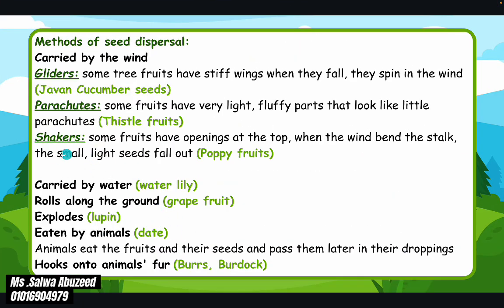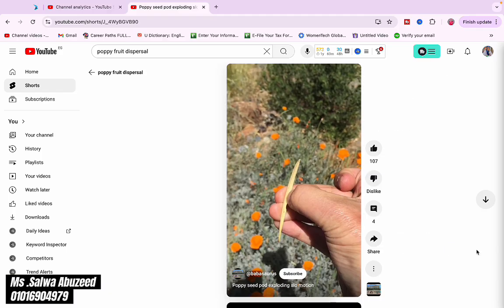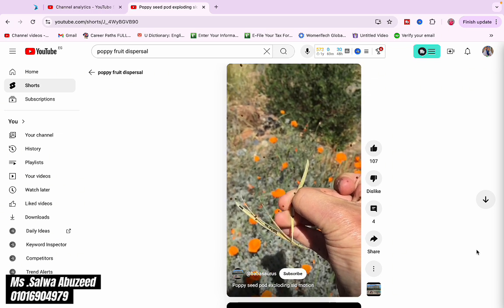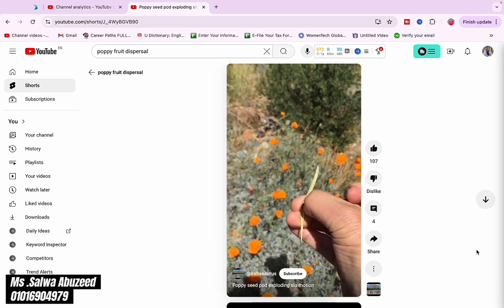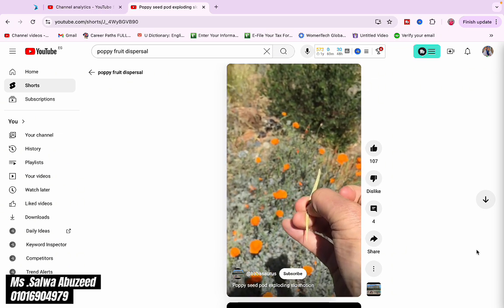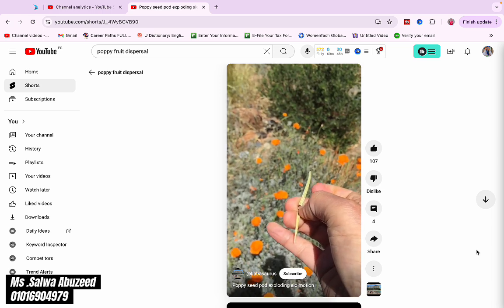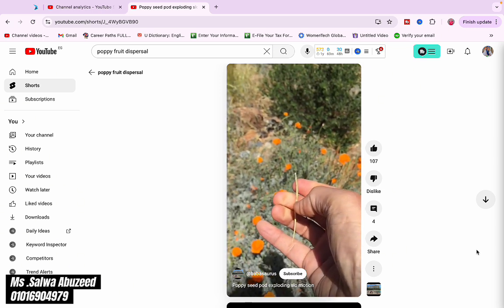Going to something called shakers, which has an opening at the top and the wind can bend it and make it fall. So it's like popcorn because it's a shaker. It's going to shake. We call it poppy fruit. Now let's see how it looks. Yeah. You see how it popped outside? This is what a poppy seed looks like. It pops out.